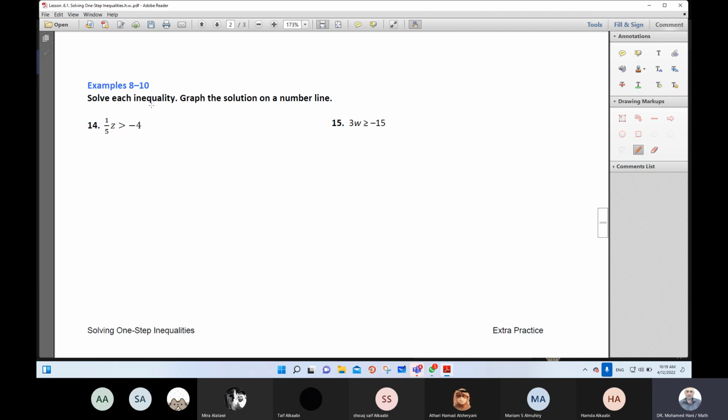And number 12, 13, the same idea. Solve each inequality. Graph the solution on a number line. I want from all to write number 14, then try to solve it, then tell me what is the answer here, please. Z greater than negative 20.